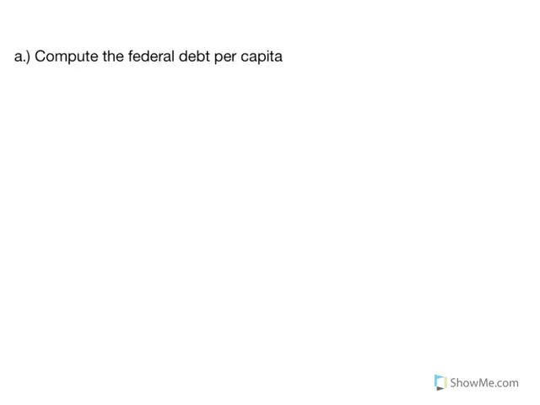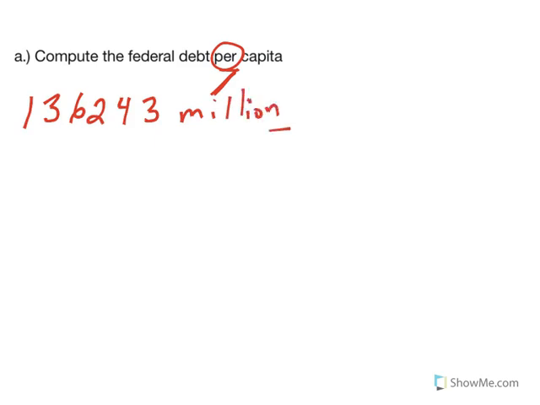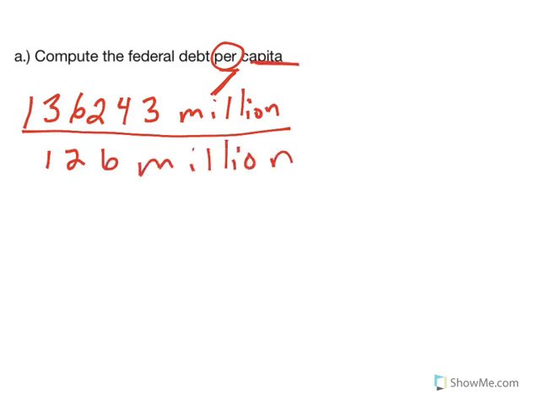So remember, when we talk about the word per, that implies a fraction bar. So we're going to start on the top with the federal debt, which is 1,362,432 million. And per is the fraction bar. And we know our population, right? Because capita implies people. And that's 126 million.